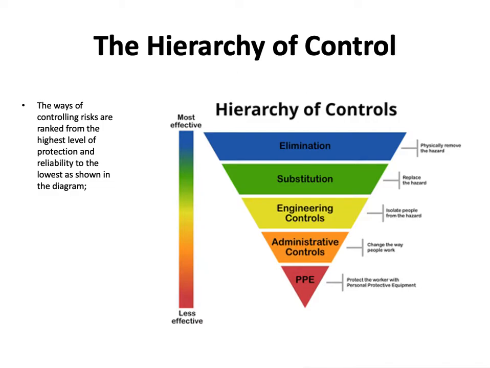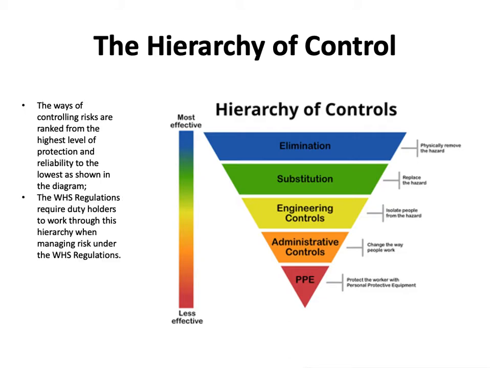The ways of controlling risks are ranked from the highest level of protection and reliability to the lowest, as shown in the diagram. The workplace health and safety regulations require duty holders to work through this hierarchy when managing risk under the workplace health and safety regulations. As you can see in the inverted triangle, down the bottom we have the least effective measures for managing risk through to the most effective, which are up the top, elimination.